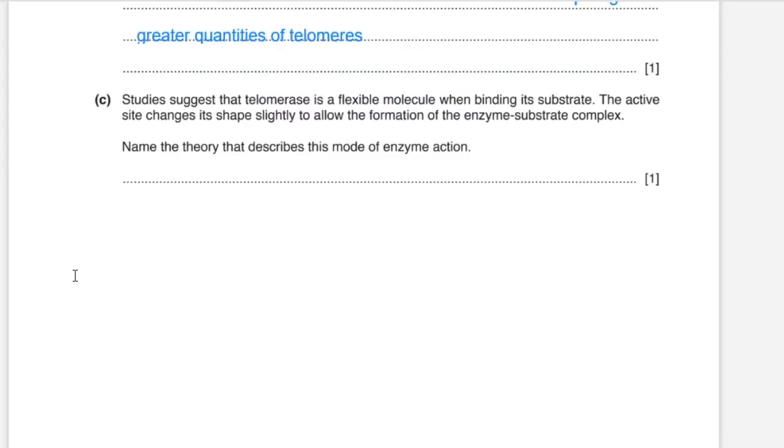C studies suggest that telomerase is a flexible molecule when binding to its substrate. The active site changes its shape slightly to allow formation of the enzyme-substrate complex. Name the theory that describes this mode of action. So an enzyme that has its active site change its shape to mold around the shape of the substrate acts according to the induced fit mechanism.